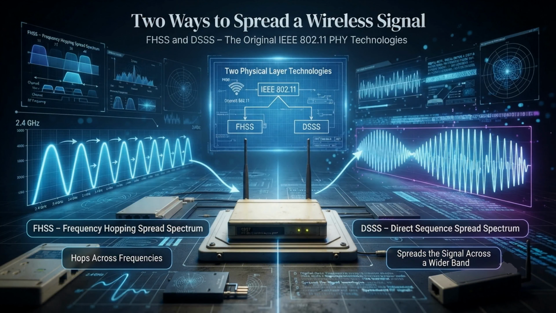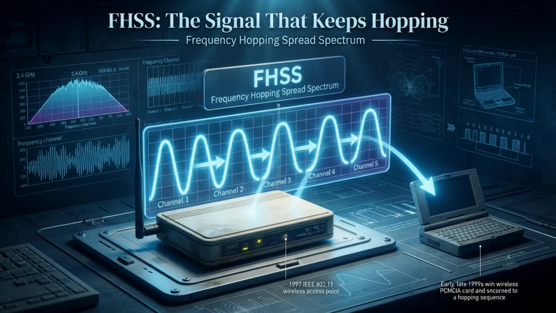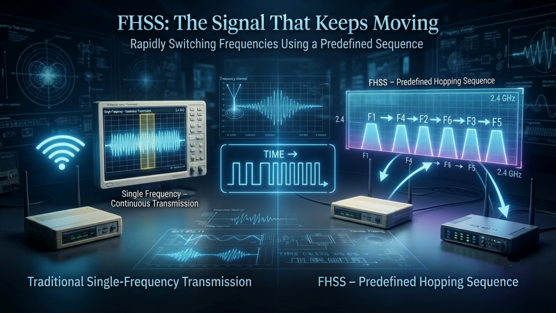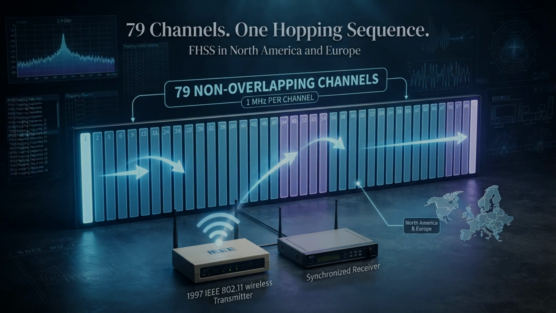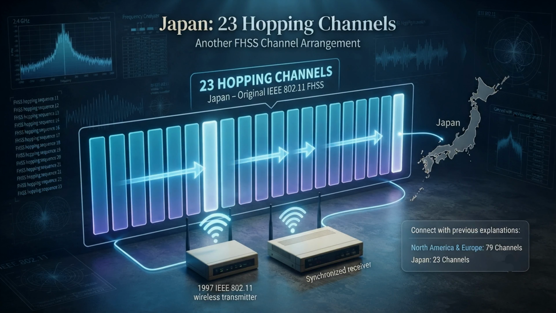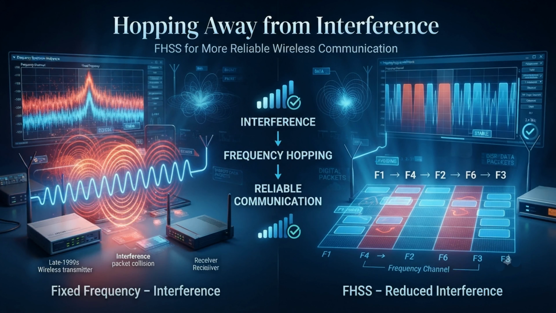Physical layer technologies. The original IEEE 802.11 supported two different physical layer technologies: frequency hopping spread spectrum and direct sequence spread spectrum. Frequency hopping spread spectrum. The first technology was frequency hopping spread spectrum, commonly known as FHSS. Instead of transmitting continuously on a single frequency, FHSS rapidly switched between multiple frequencies, following a predefined hopping sequence. In North America and Europe, the 2.4 GHz band was divided into 79 non-overlapping channels, each 1 MHz wide. In Japan, the standard used 23 hopping channels. This hopping technique helped reduce interference and made wireless communication more reliable.